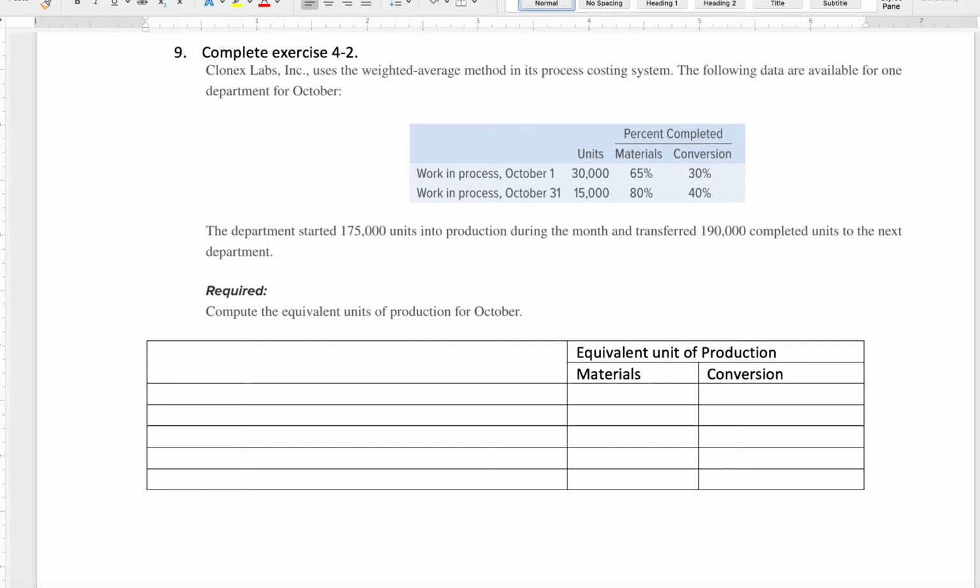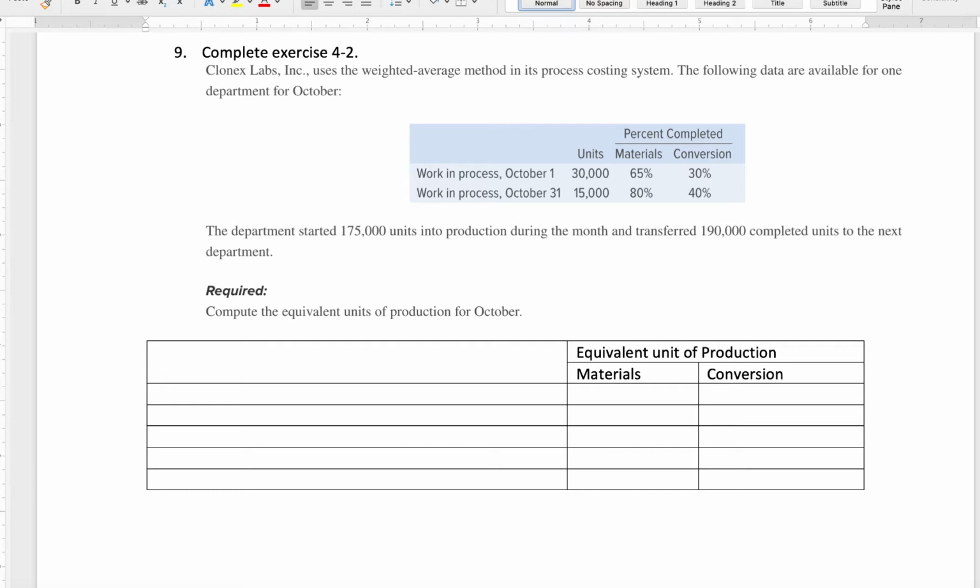Remember, we said in the lecture video we're not going to do anything except the weighted average method. Don't worry about FIFO. What this problem wants us to do is calculate that first step in process costing, calculating the equivalent units of production. It's all we have to do here. So this problem is geared towards step one, which is to calculate the equivalent units of production.